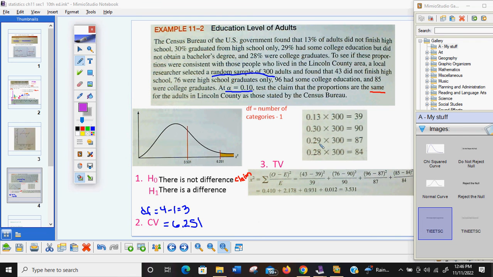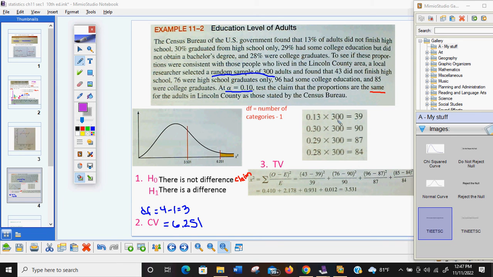Now, it's a little bit different this time than the last time because we don't expect each category to be the same. They gave us percentages. We expect 13% of the 300 to not finish high school. So you do 0.13 times 300 and you get 39. On the next one, they expect 30% to have high school only. So you do 0.30 times 300, you get 90. After that, 29% some college, 0.29 times 300 gives you 87. And the last one is 28% of college graduates. So you do 0.28 times 300 and you get 84.